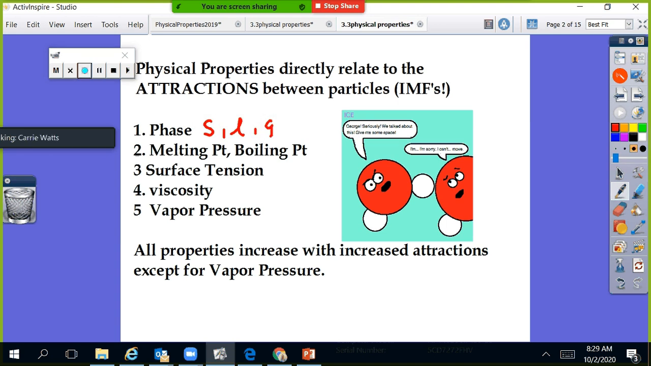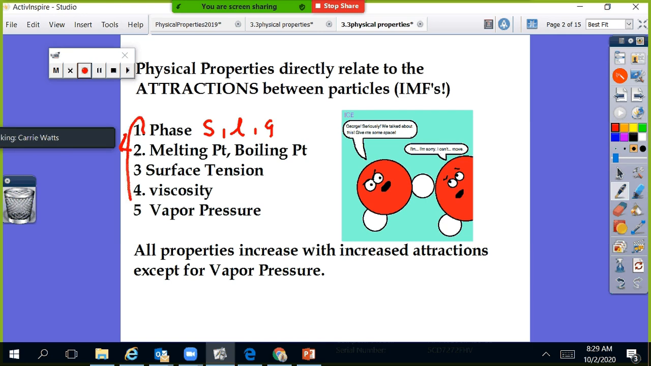Along with phase is melting point and boiling point. The stronger the interactions, the higher the melting point, the higher the boiling point temperature. So these two go hand in hand. Surface tension: the stronger the attractions between particles, the higher the surface tension. Same thing with viscosity. The stronger the attractions, the more viscous the liquid is. And if the attractions are so strong, at a certain point it'll be a solid.